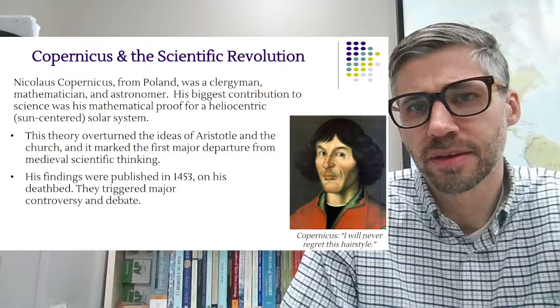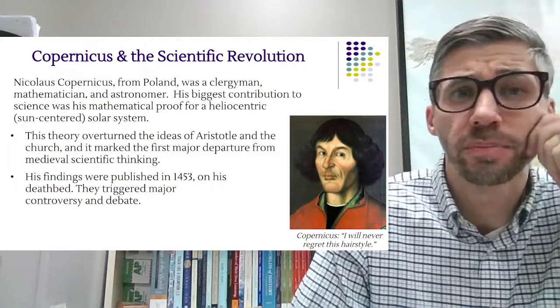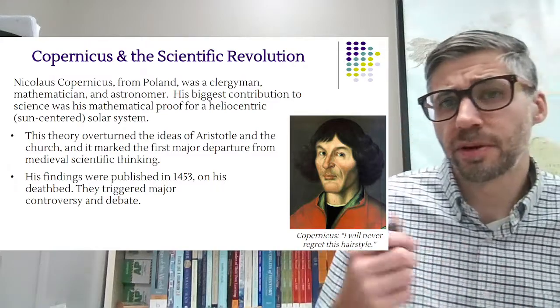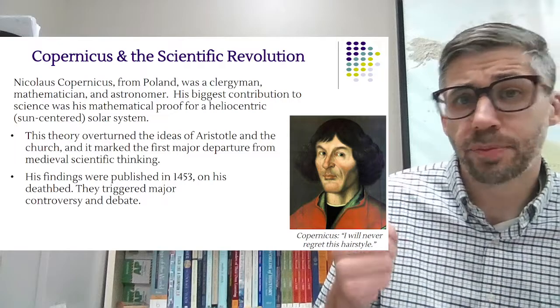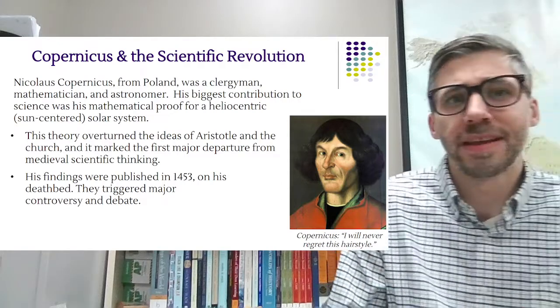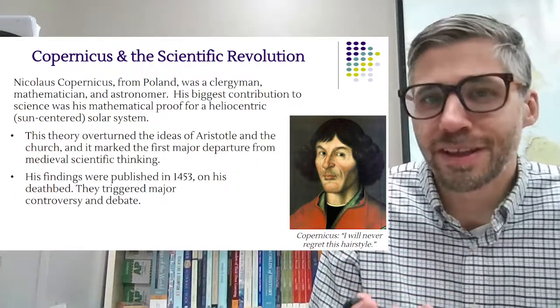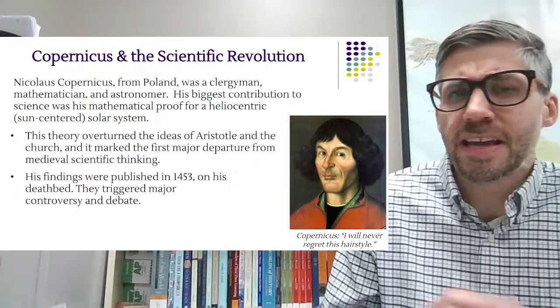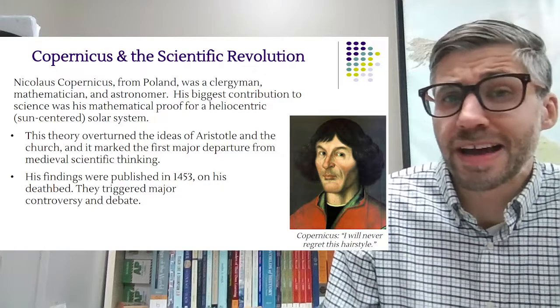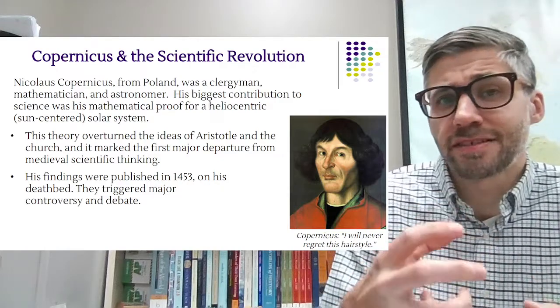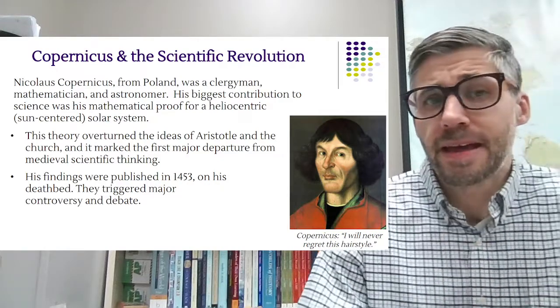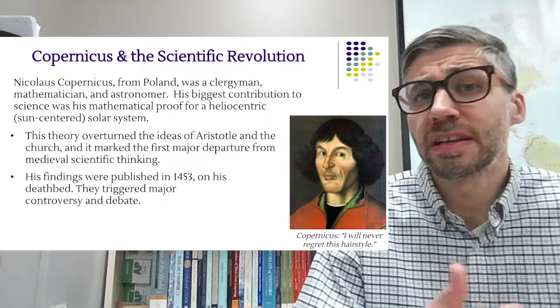The first is a man from Poland named Nicholas Copernicus. Now, Copernicus is a mathematician and a priest. How about that combination, right? And he studied the heavens, another one of these Renaissance men. His proposal is that the Earth is not at the center of the universe, that the sun is at the center of the solar system. And his proof for that is primarily mathematical.